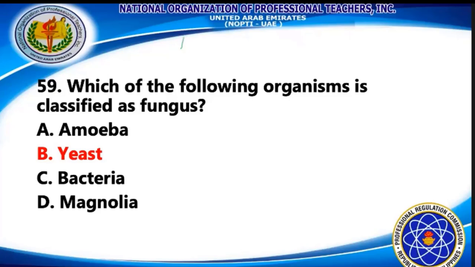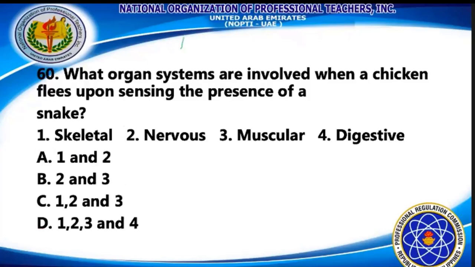Fungus yung yeast. Ano pa? Yung mga mushroom, fungus ang mga yon. Amoeba belongs to kingdom protist. Si bacteria, sabi ko kanina, si monera. As si magnolia, this is a plant. So, nasa ano siya? Kingdom plantae. Okay? 60.